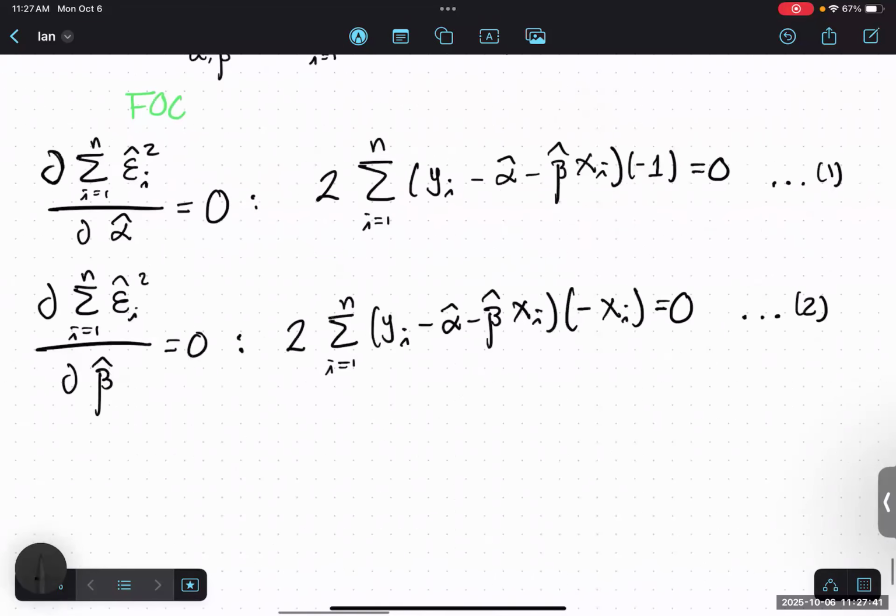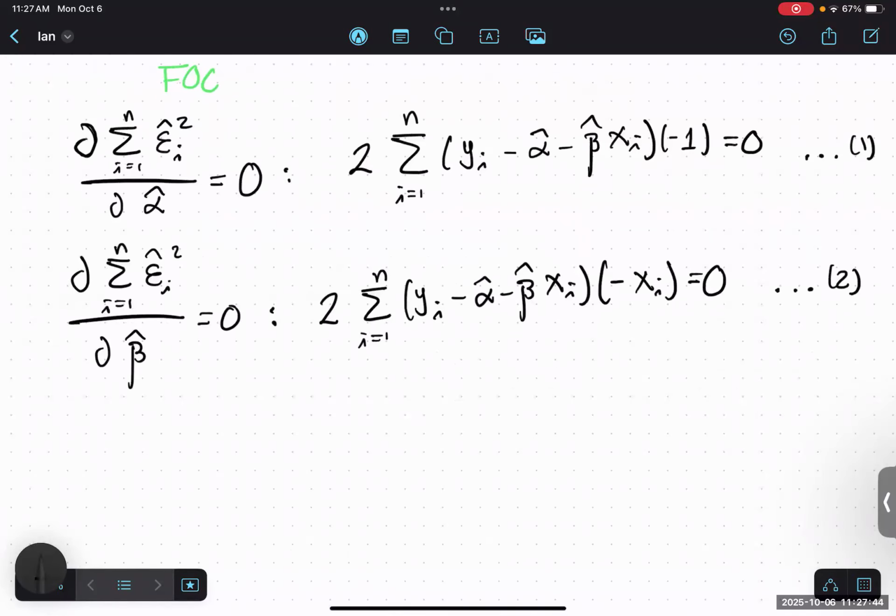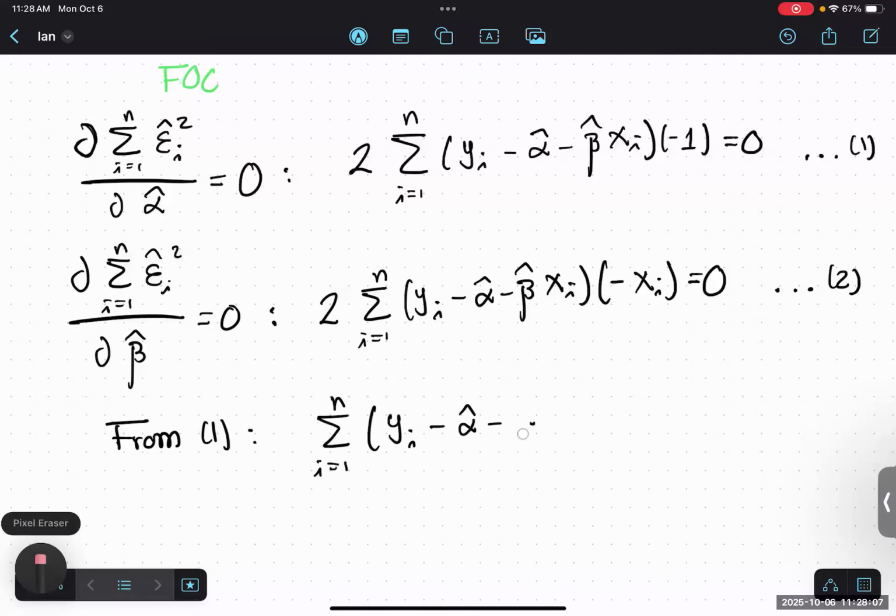Now, let's go in order. First, I will start working with my equation number 1. So if you divide both sides of the equality in equation 1 by -2, you will simplify this expression as the sum of what we have in parentheses equals to 0.